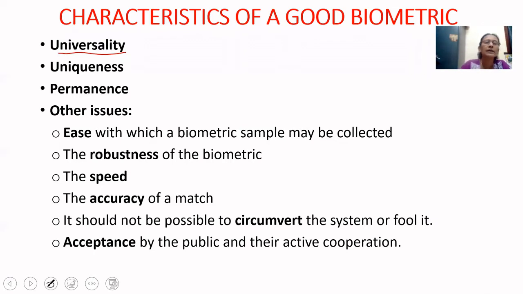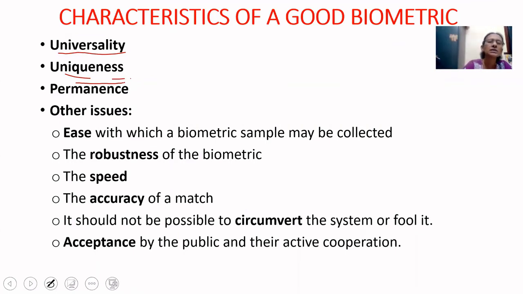The second characteristic is uniqueness. That is, the biometric sample you take from one person should be different from the biometric sample that you take from a second person. So how do you make out that this particular biometric is good? For uniqueness, the best way is to check with identical twins. You take the biometric sample from both people and check whether the samples are different. If they are different, you can say that this is a unique biometric.